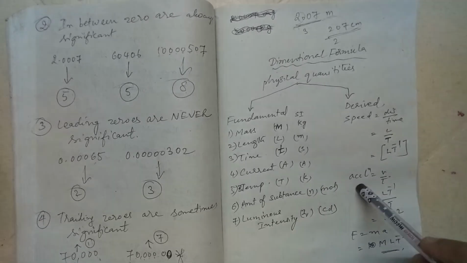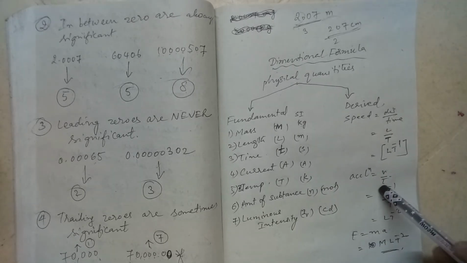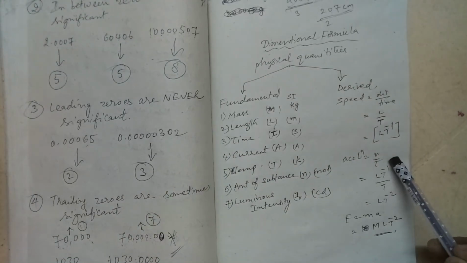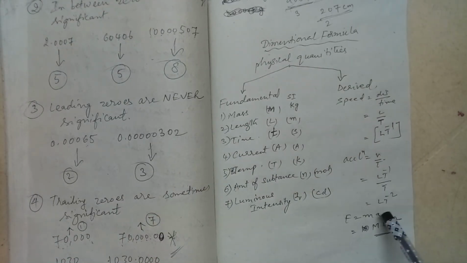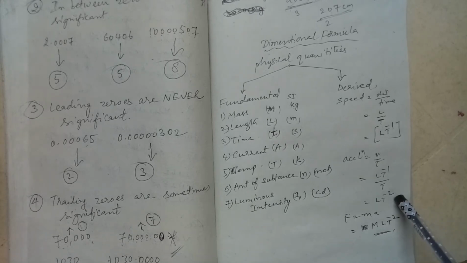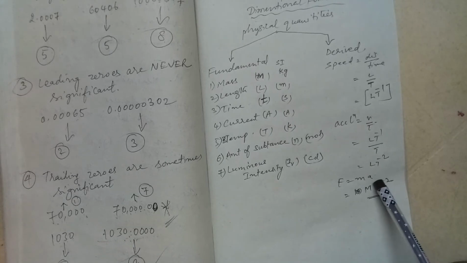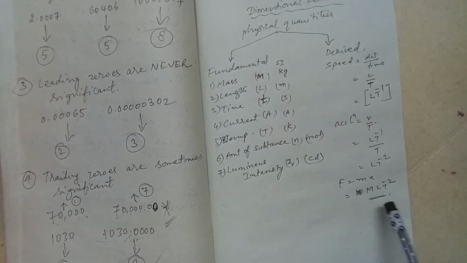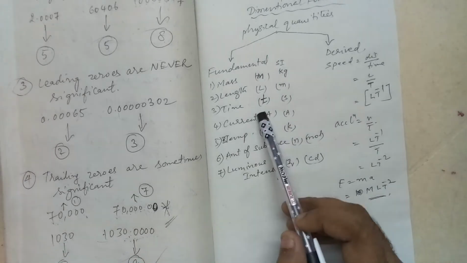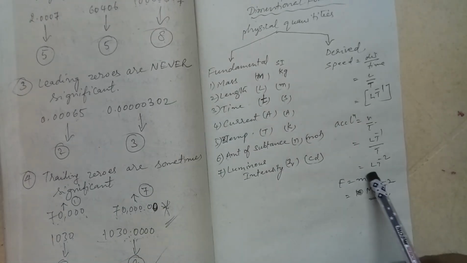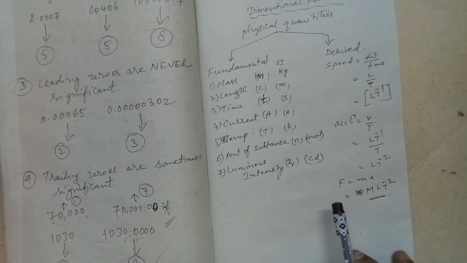Similarly, if you take acceleration, it is velocity by time. Velocity is already a derived quantity, so it is L t^-1. So L t^-1 by t is L t^-2. Third example, you can take force is equal to mass into acceleration. This is the formula. The mass is denoted by M. Acceleration you already derived, so it is L t^-2. So M L t^-2 is the dimensional formula.